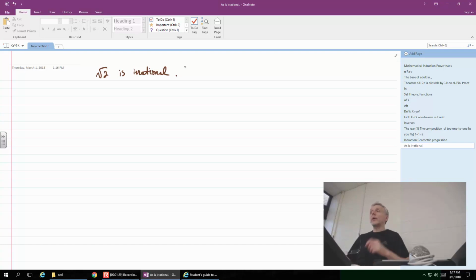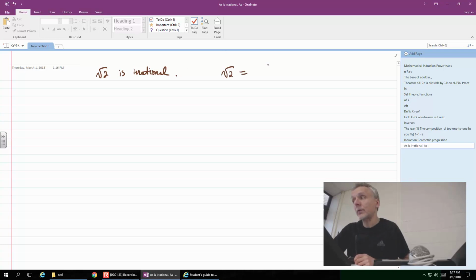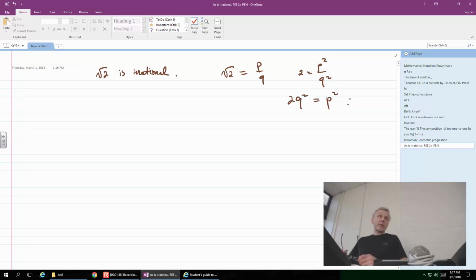The idea of the proof is this: P over Q is the definition. Then take the square, 2 is equal to P squared over Q squared, and then you have Q squared times 2 is equal to P squared. Then using the fundamental theorem of arithmetic, the prime factorization of these two numbers will demonstrate that this is impossible. But it is a multi-step proof.